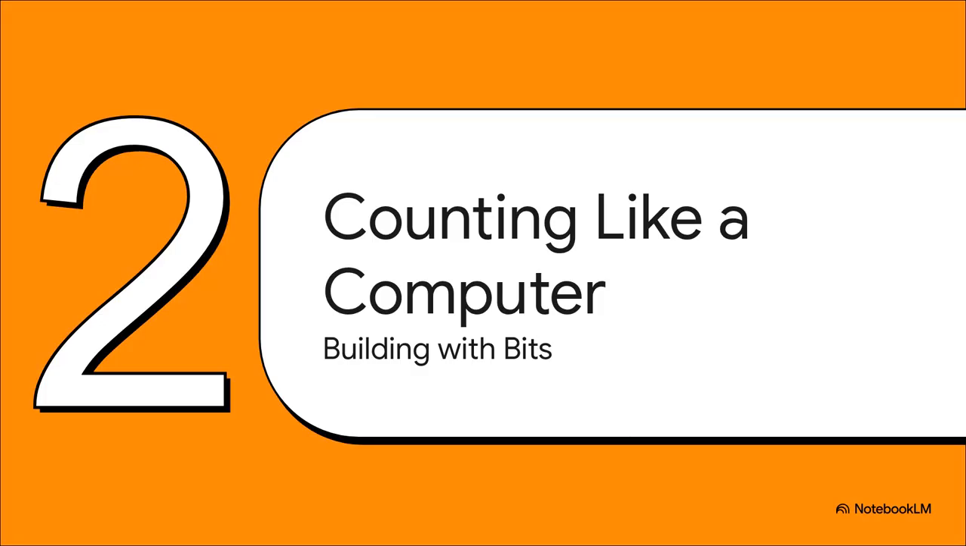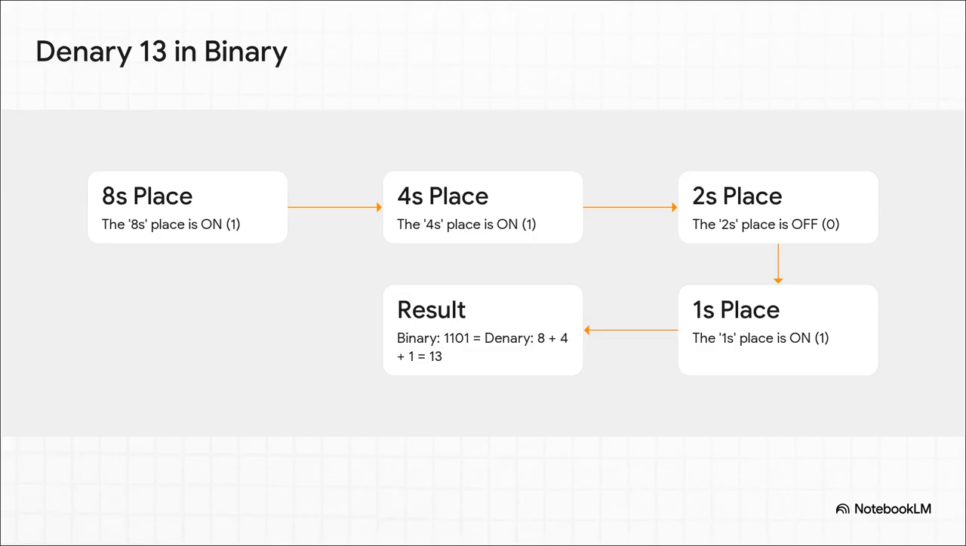Okay, so how does that actually work? How do you build any number you could possibly want using just ones and zeros? Let's break it down. Think of it like a panel of light switches, and each switch is labeled with a value. So, say we want to represent the number 13. The computer just flips the 8 switch on, the 4 switch on, it leaves the 2 switch off, and flips the 1 switch on. Then you just add up the values of the switches that are on, so 8 plus 4 plus 1, and bingo, you get 13. In binary, that's just written down as 1101.